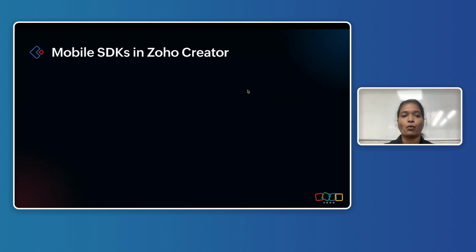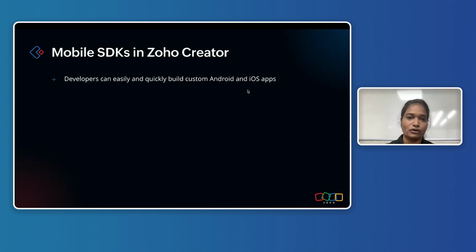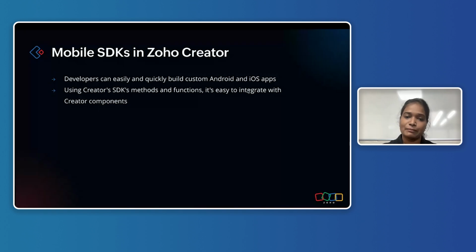Now, let's understand what we have about the mobile SDKs in Zoho Creator. Before that, we all know that Zoho Creator is a low-code platform. Now, how is the low-code platform managing to provide custom mobile applications? The mobile developers can easily build custom and platform-specific applications, where they can build applications for both Android and also for iOS. Additionally, using this Creator's SDK methods and functions, we can programmatically fetch the data from Creator's different modules such as forms, reports, and pages.